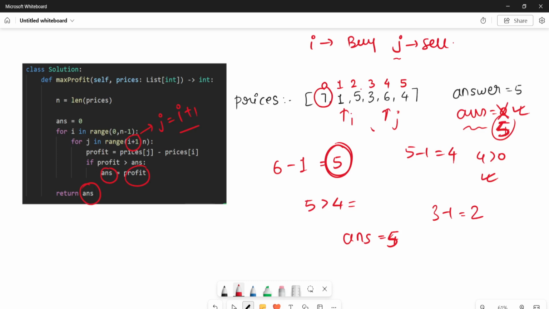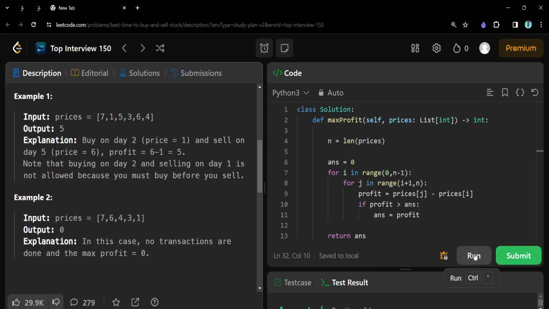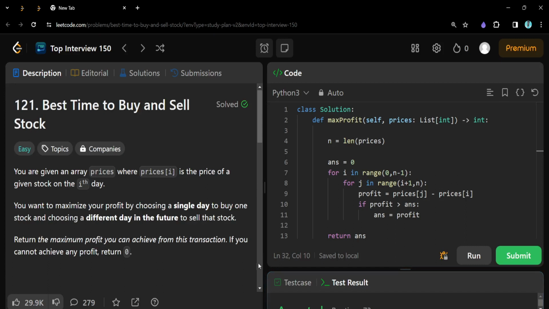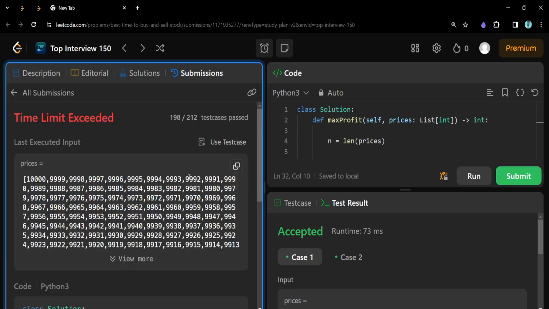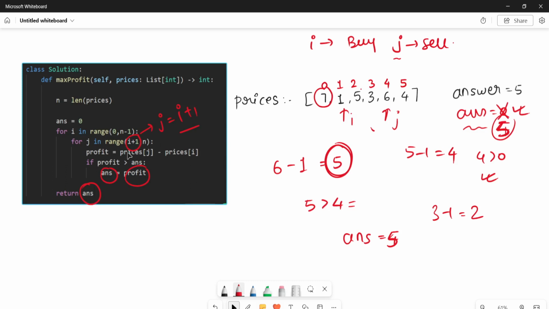So let's execute this code and see. Let me run this. Okay, so I think this is getting accepted. Let me submit this. It is taking time because it is a brute force approach, and I think it will give the TLE. Yeah, you can see we are getting TLE after 198 executions. So this solution is not working over here.